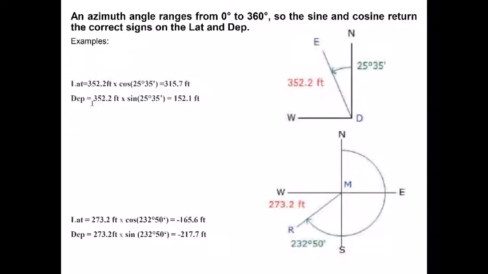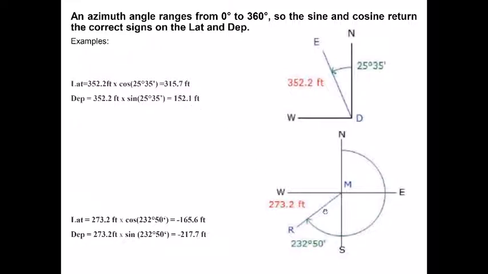Now, for the departure, the bearing remains the same, the length remains the same. You just multiply it with sine, and in this case, it is in the west, so this will be negative over here. This is a typo, so this will be negative 152.1.